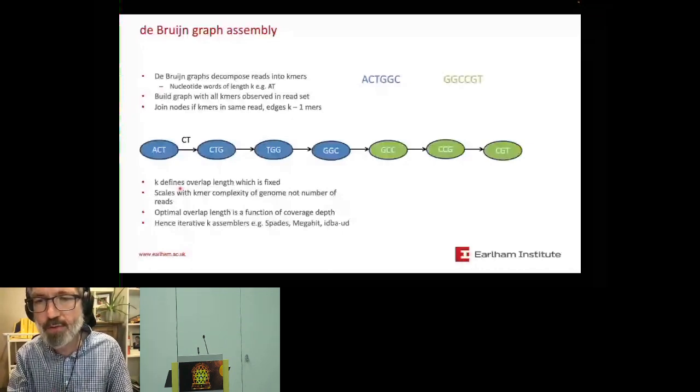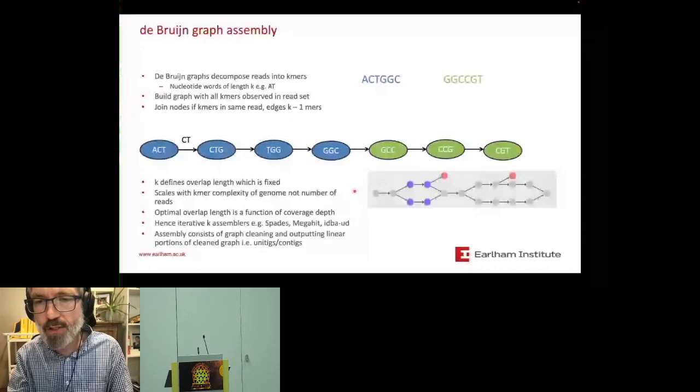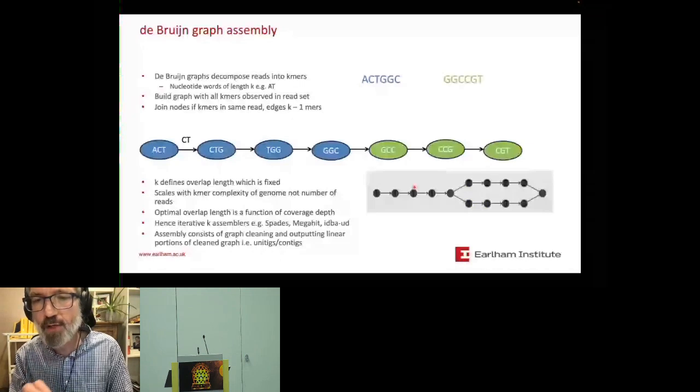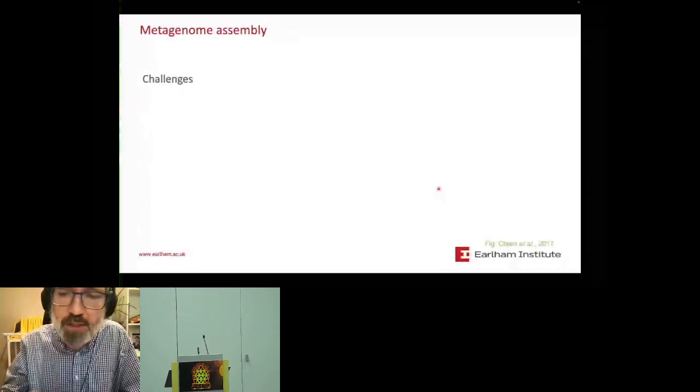For instance, we might remove tips, which is shown in red here, or bubbles, which will correspond to variants, and then we output the long contiguous regions, stretches of nodes that have one input and one output, as our contigs. So that's a very basic introduction to de Bruijn graph assembly.